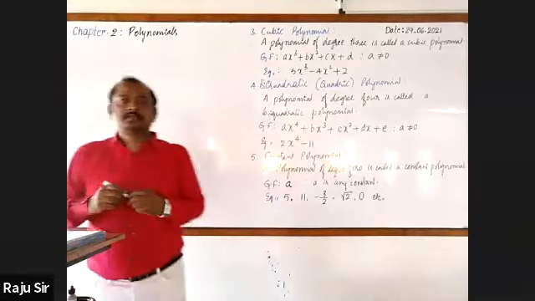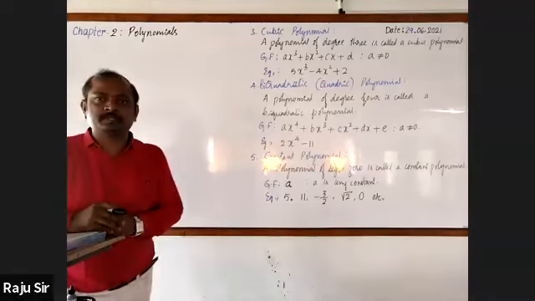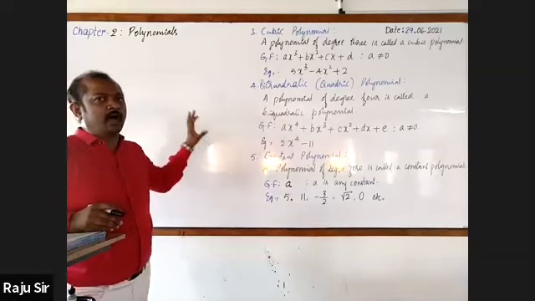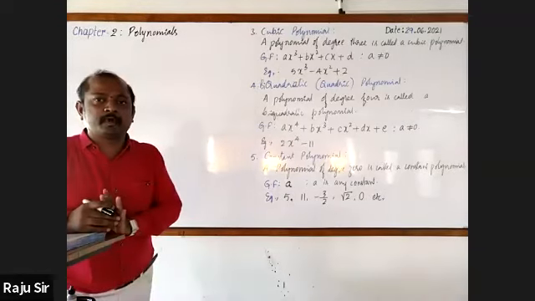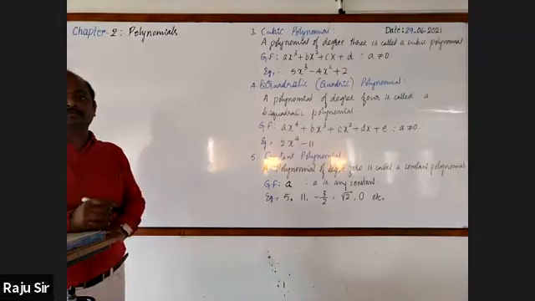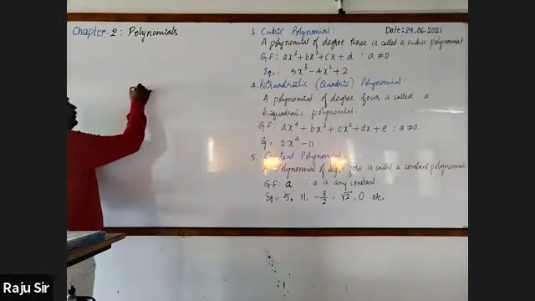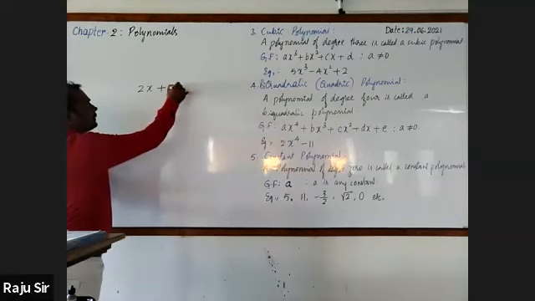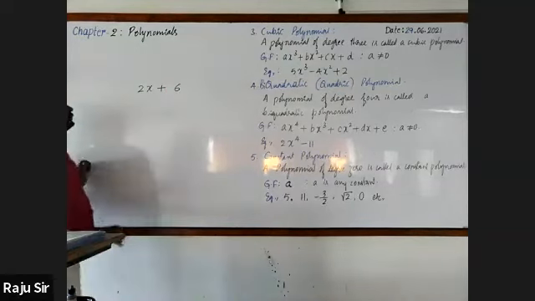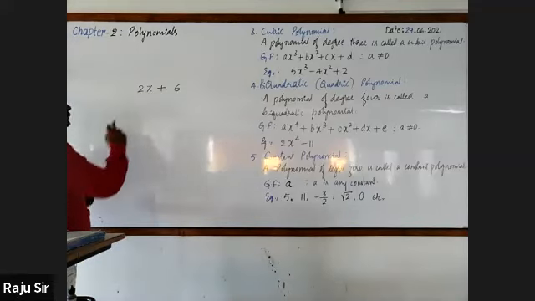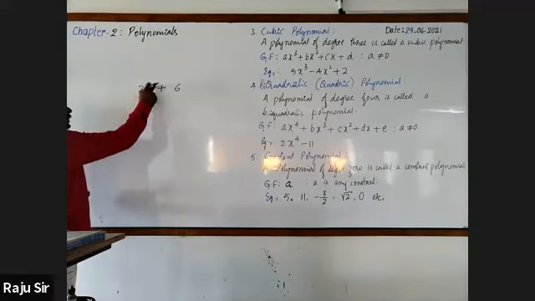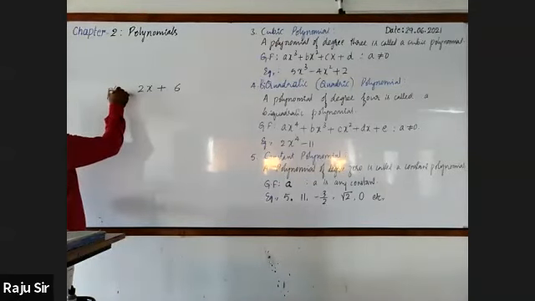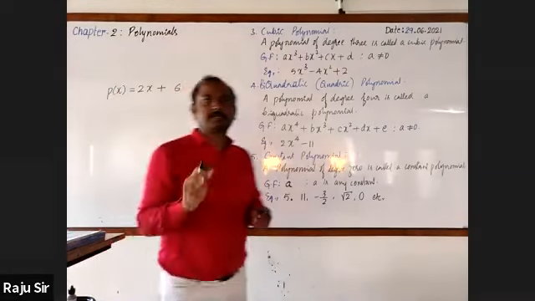Okay. Now observe it. Dear students, now we are moving to the next concept of this chapter. To know about this concept, let me take an example of a polynomial. Very simple one. It is 2x plus 6. This is the polynomial and the variable involved is x. Hence, I can write it as p of x is equal to 2x plus 6.